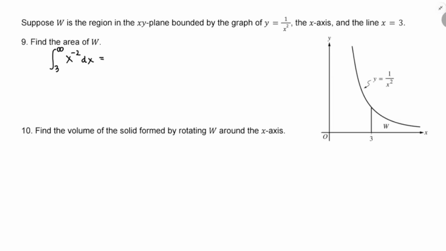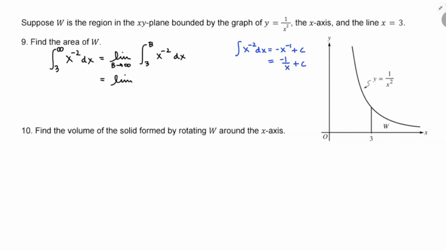So I need to write that as a limit. I need a limit of an integral, and then I'm going to need at least one more limit after that. Okay, so this is going to be the limit as b approaches infinity, integral from 3 to b of x to the -2 dx. Okay. Antiderivative of x to the -2 is -x to the -1. Okay, and that's -1 over x.